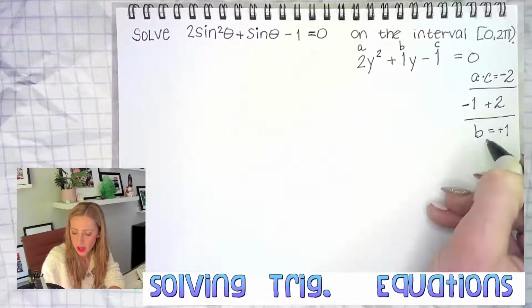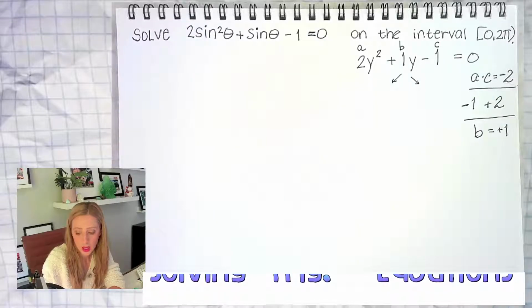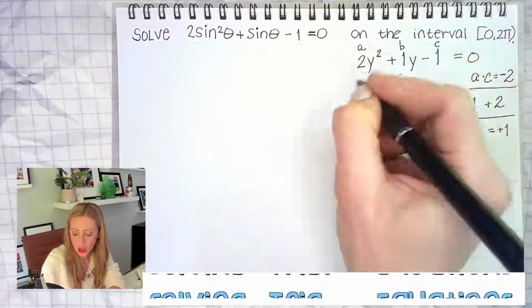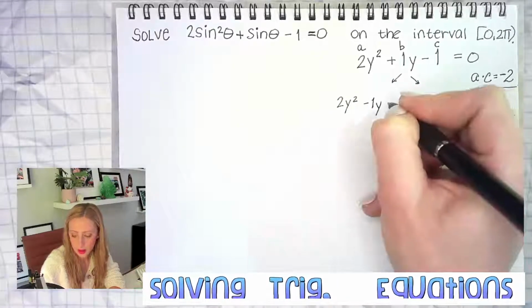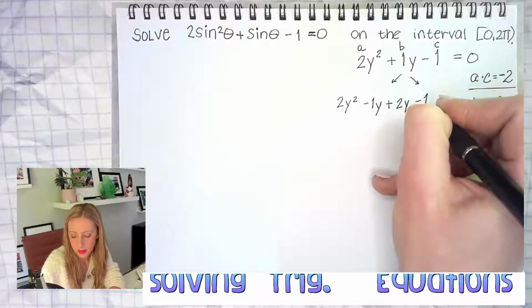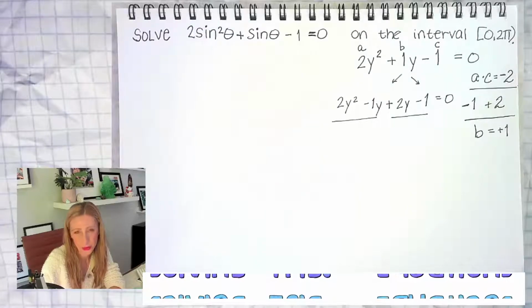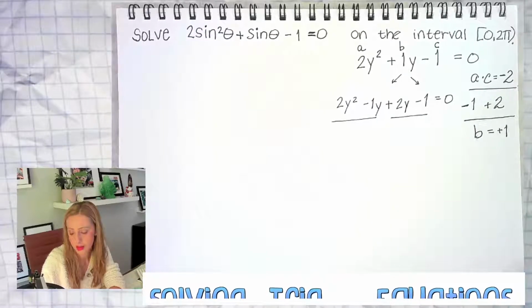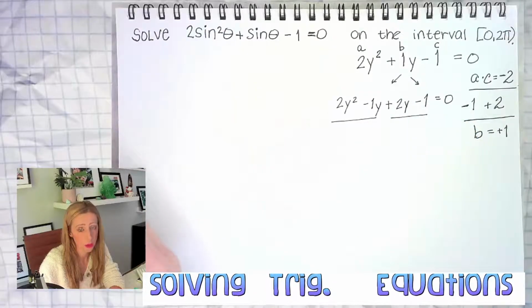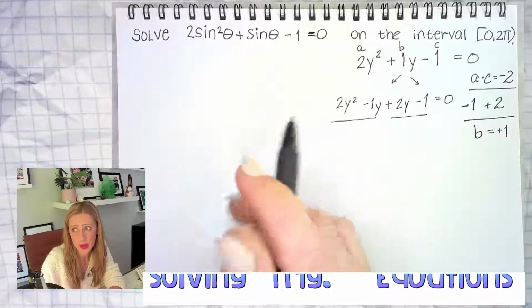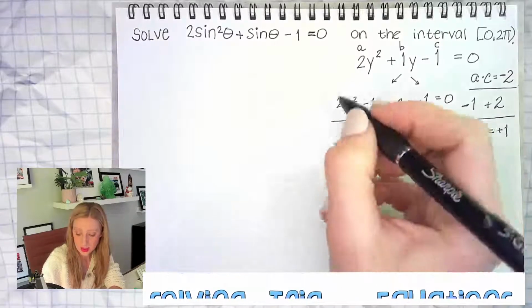So now I'm going to split my middle term up into 2 separate terms. So I will have 2y squared minus 1y plus 2y minus 1. I'm going to factor by grouping. First group, second group. Your groups have to have the same number of terms in them as each other. So this has 2 terms, 2 terms. You could have a group of 3 and another group of 3. You could have 3 groups of 2. So grouping is a little bit more flexible than we think sometimes.